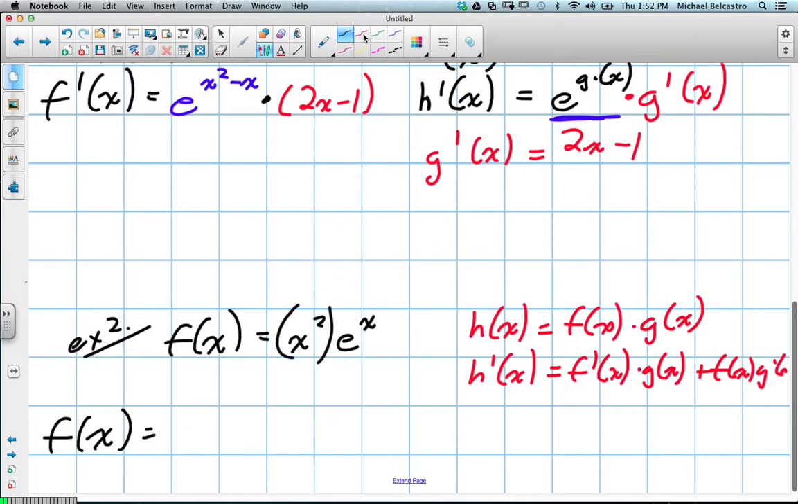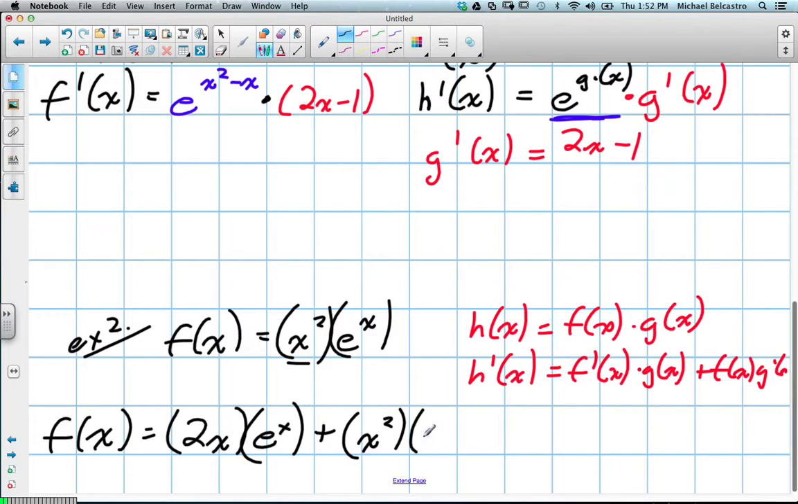So we're going to derive our x squared first. This will be our f of x function. The derivative of this is, anyone know? 2x. Good, so we've derived it. And we keep this the same as it was before. Not times, but plus. Plus the value of, we keep our original, so x squared, multiplied by the derivative of e to the x. And what is the derivative of e to the power of x? e to the power of x.